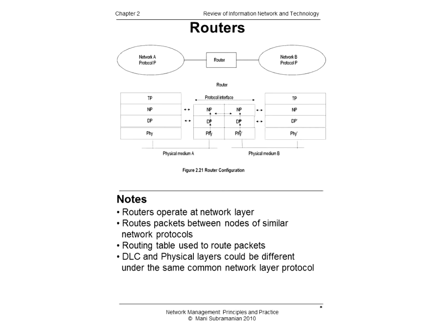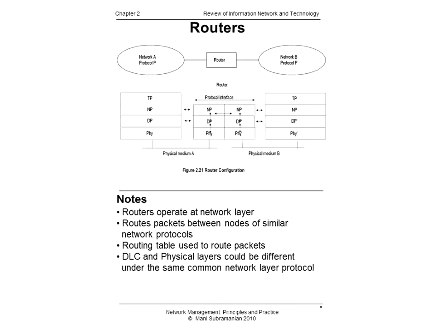This is the router. It operates at the network layer. It routes the packets between nodes of similar network protocols. So what happens? Whenever the routers are used, a routing table has to be created. So routing tables are used to route the data packets between networks.